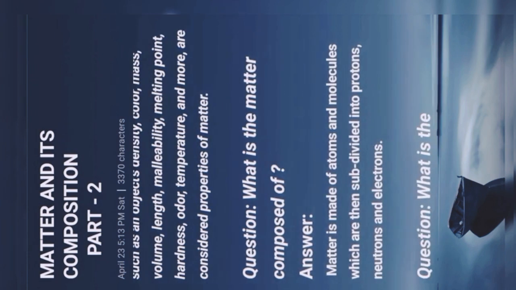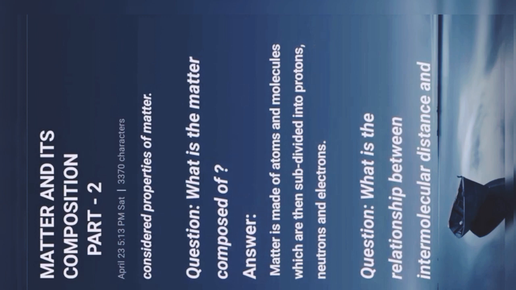Next question type, what is matter composed of? That is the composition of matter. Matter is made of atoms and molecules, which are then subdivided into protons, neutrons and electrons.